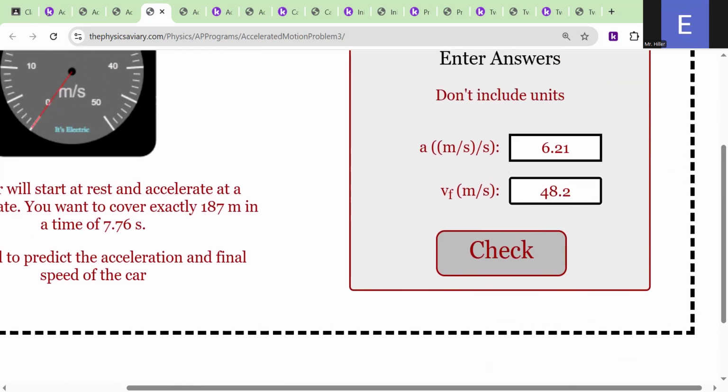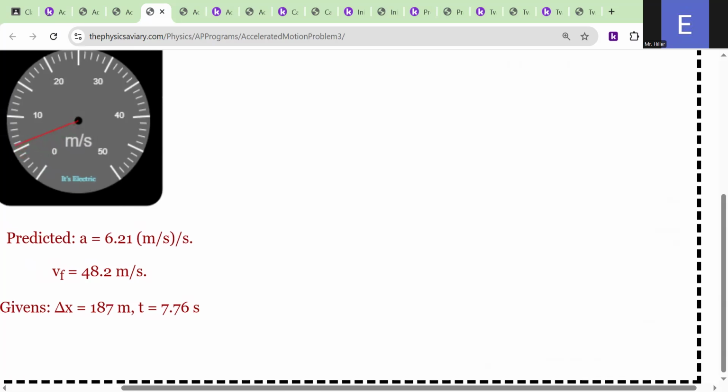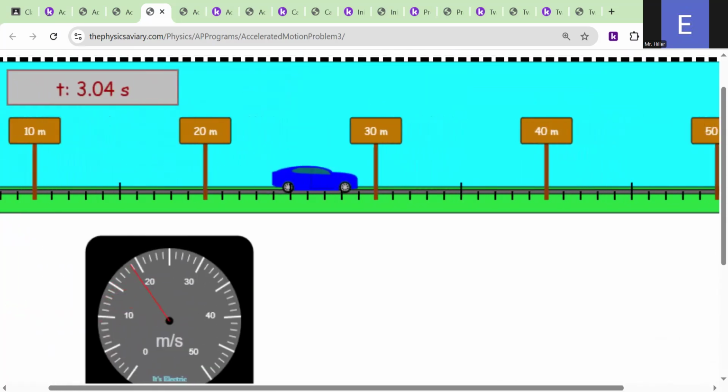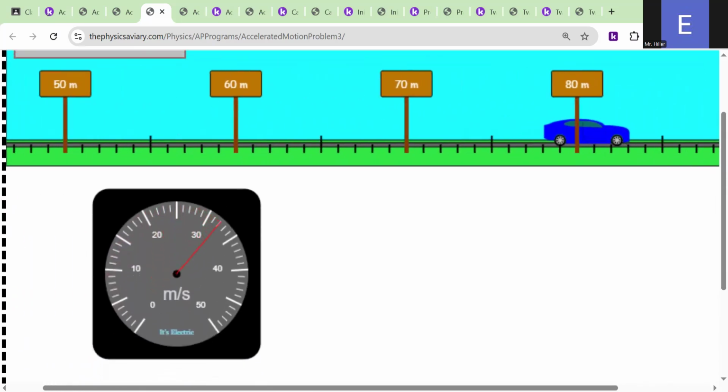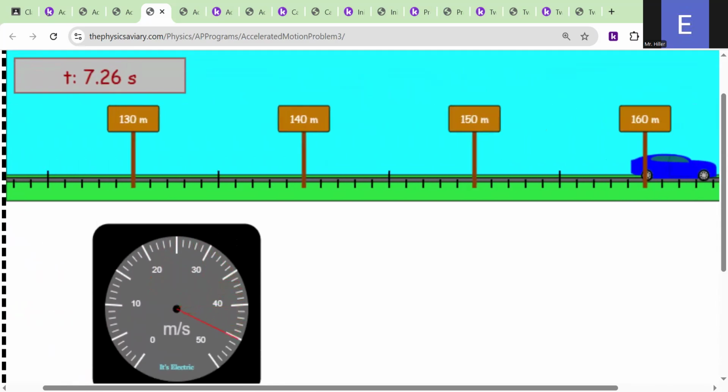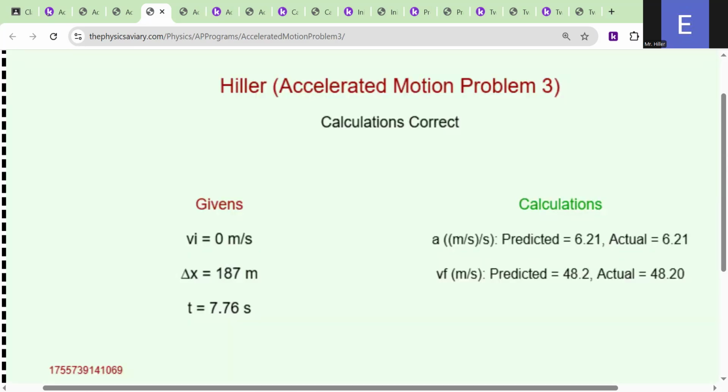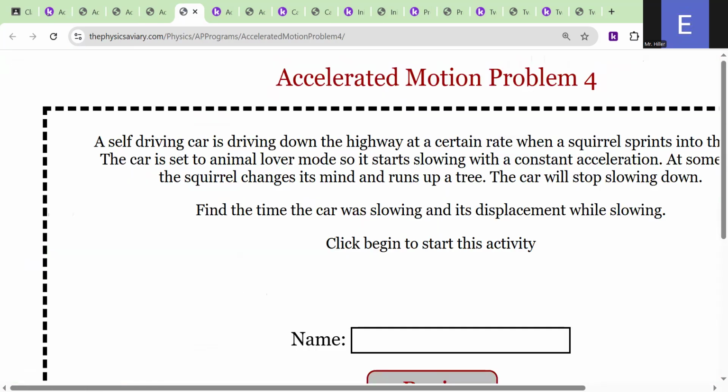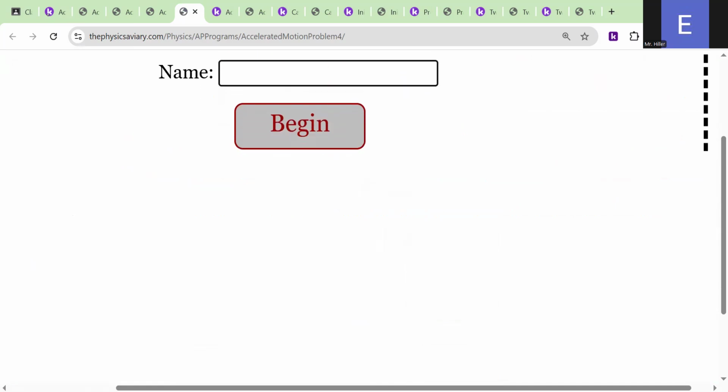All right, see how I did. The car will accelerate to the time you calculate, 7.76, and there you go. I was able to get it right. Hopefully you were able to get this question right as well. If you did not get it right, obviously go back and try it again. If so, on to question 4. Let's put our name in the program.